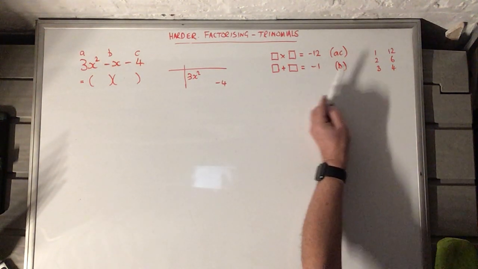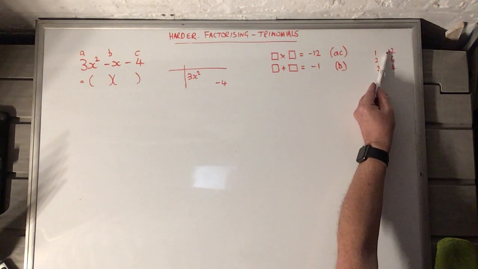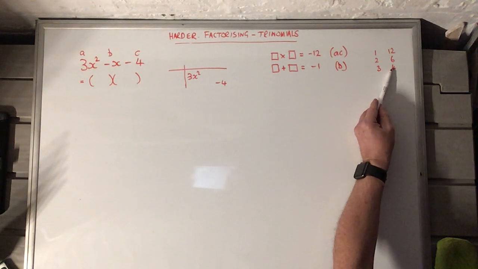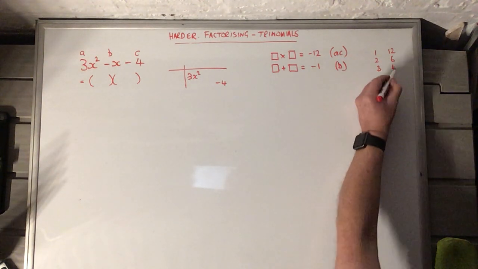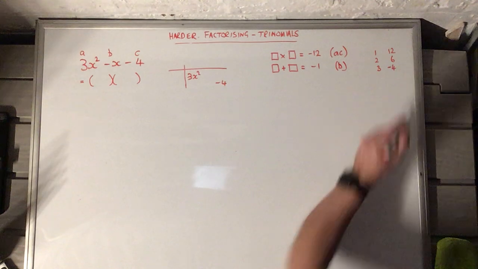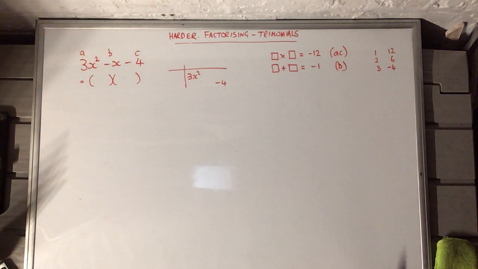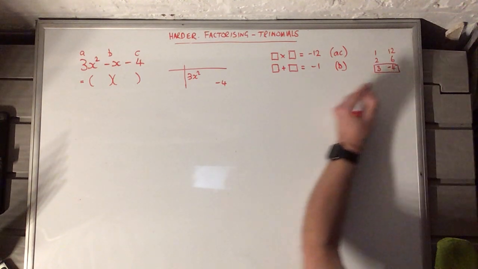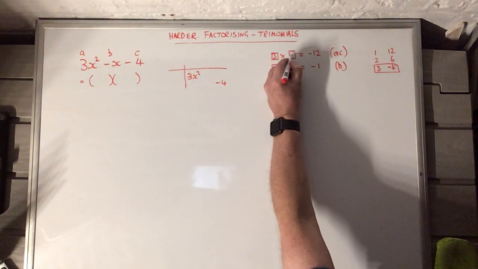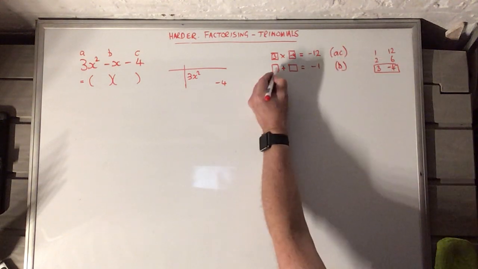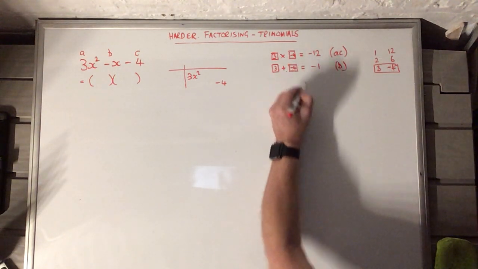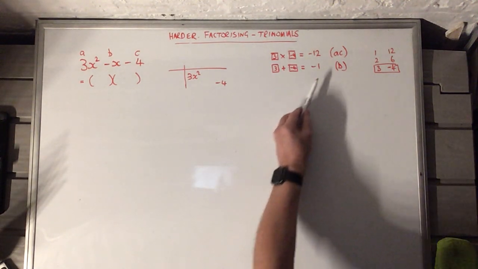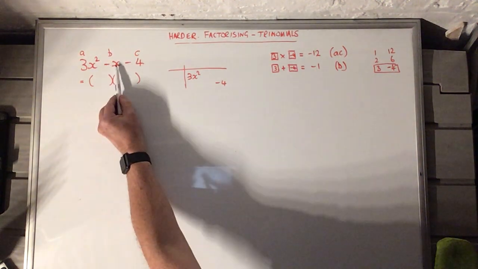Hopefully it's clear that if we add the other two pairs together, even with a negative here or a negative here, it's never going to give us minus 1. Hopefully you can see it's going to be the 3 and the 4. So to get negative 1, the 4 needs to be negative, because 3 plus negative 4 is negative 1. So that's the two numbers that we need. Just to double check, 3 times negative 4 gives me negative 12, and 3 plus negative 4 gives me negative 1.